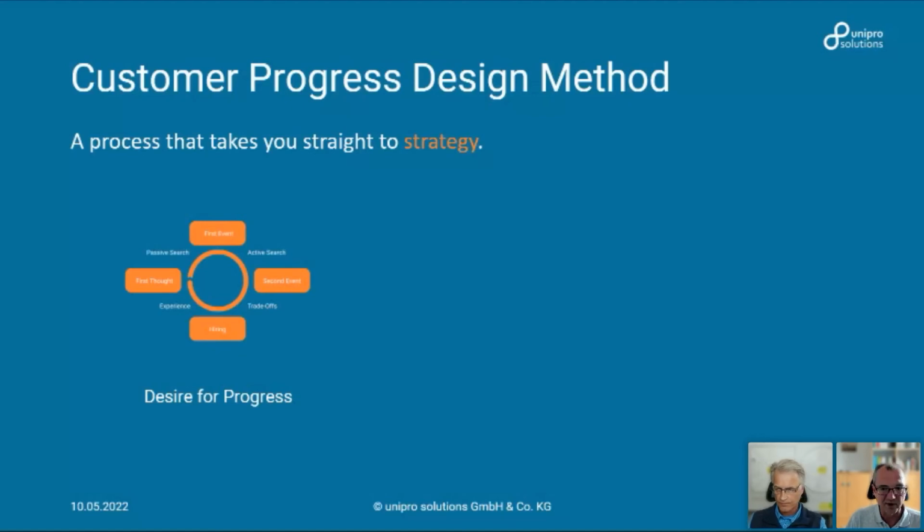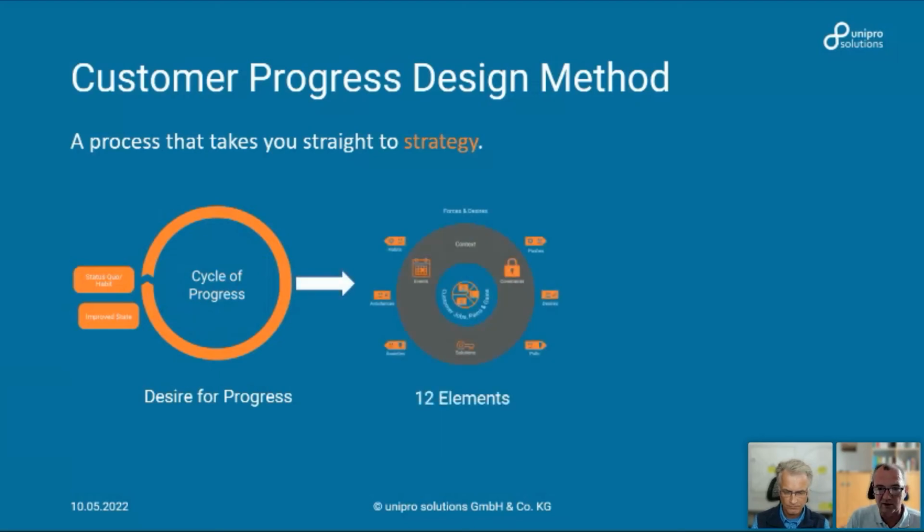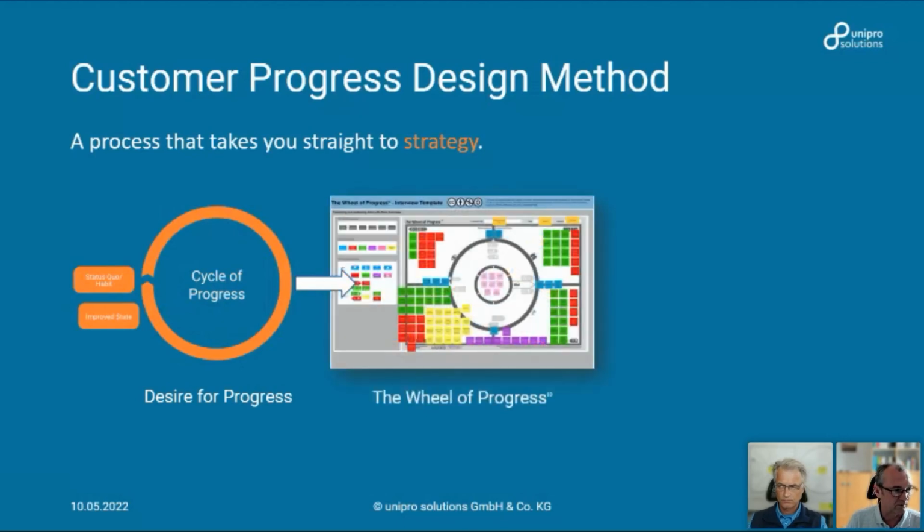And simply put, we start with the cycle of progress. You have seen this, people going through cycles at the beginning. Then we do interviews. We look for these 12 elements. We don't look for anything else. This is all we look for. Anything else is noise to us. And we capture that on the wheel of progress, so we can do it in real time.